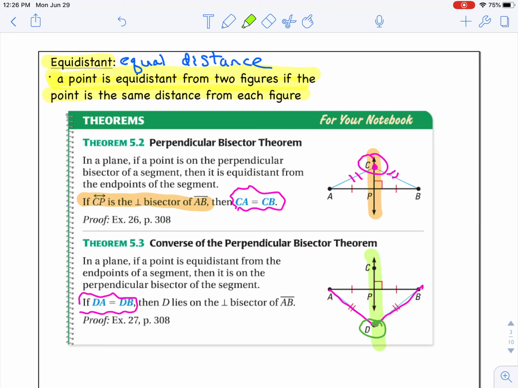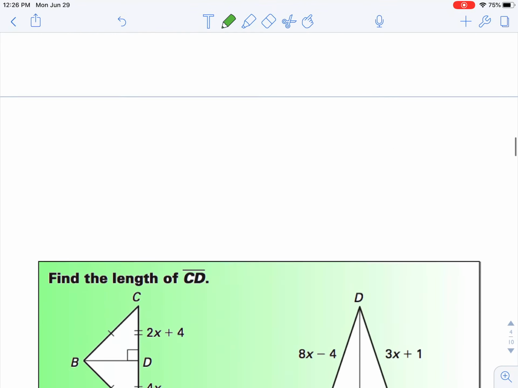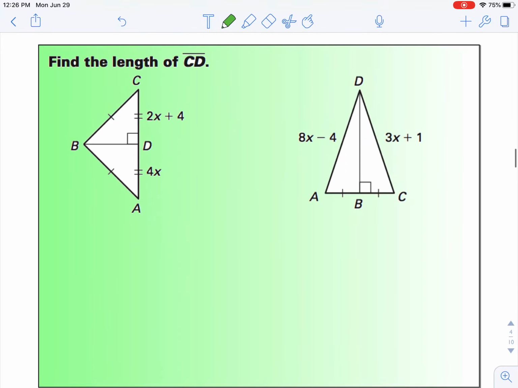Now, the perpendicular bisector doesn't always have to be extended. But if we extend that line, you can see that it would continue in each direction, and that point D would be on it. So what that tells you is that it's on the perpendicular bisector. It gives you the fact that there's this perpendicular and that it's splitting the segment into two pieces. So now let's go through a few examples and see if we can use that information.